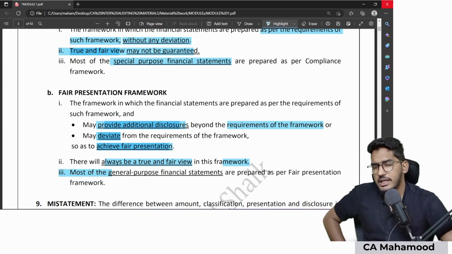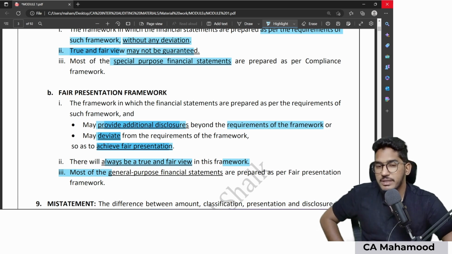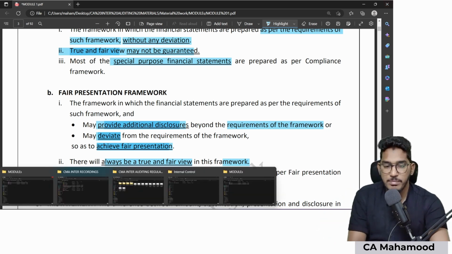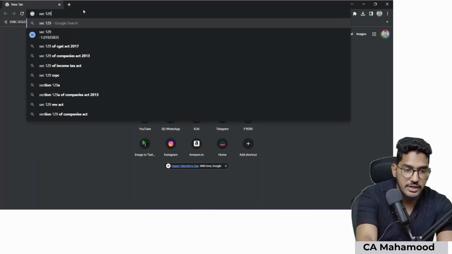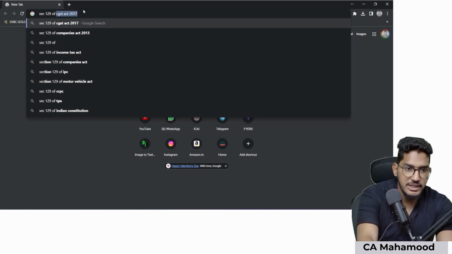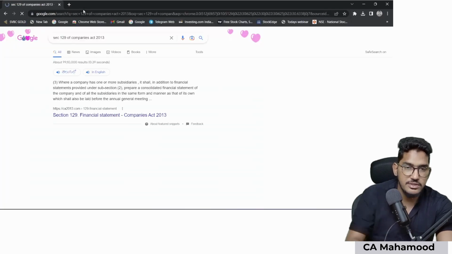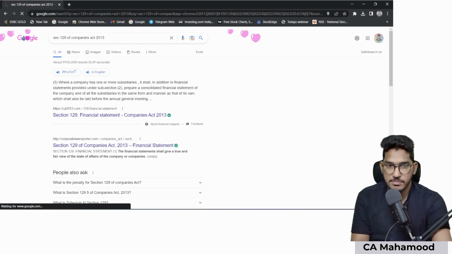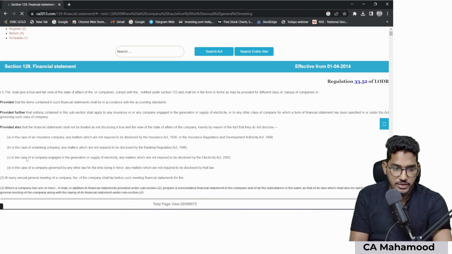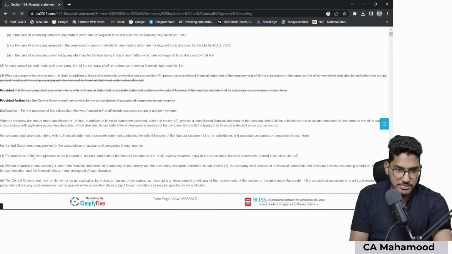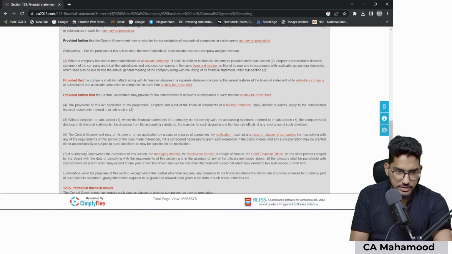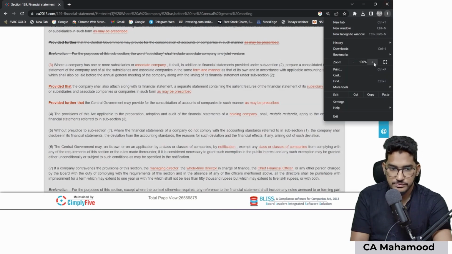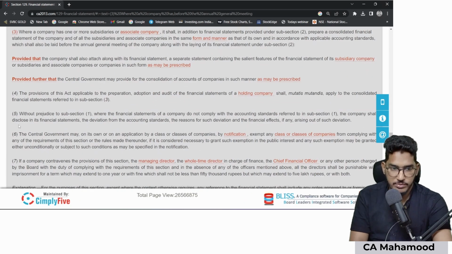And if you do an in-depth study of Section 129 of the Companies Act, let me show you the bare section. I will give the justification why the financial statements as per the Companies Act are prepared as per fair presentation framework. So if you go through one particular subsection, which is subsection 5, let me zoom out. I hope you are able to see it here.